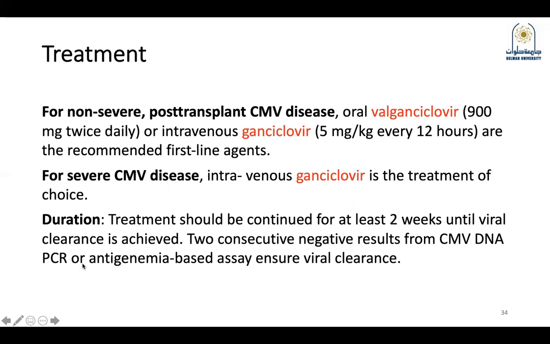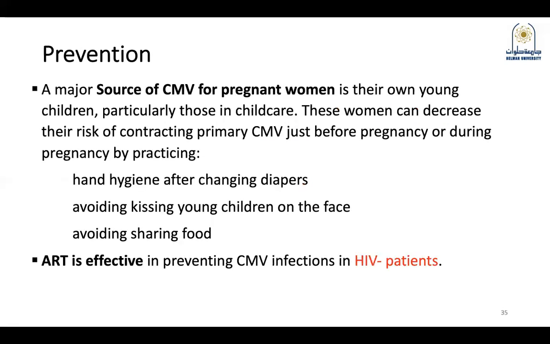The aim of the duration of treatment is to decrease the level of viremia, because the virus will be reactivated or inactivated after treatment. So our aim is to reduce the level of viremia, at least for 2 weeks, until the virus is cleared from the blood. So we have to get 2 consecutive negative CMV PCR counts before discontinuation of the antiviral therapy.